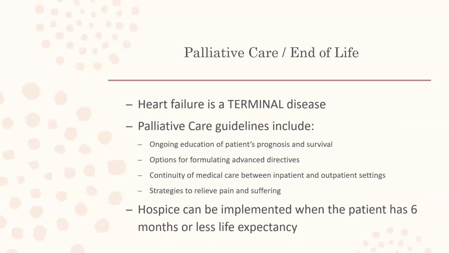You need to make sure that advanced directives are in place, that there is really good continuity between the patient in any settings that they are rotating between, and managing any type of pain or suffering that they may be having. We can implement hospice when they have 6 months or less to live.